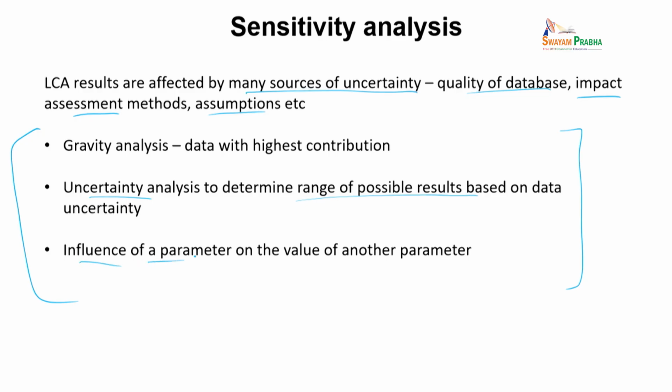Sometimes we actually look at the influence of one parameter on the value of another parameter. So what that means is, let's say you have a choice of what is the source of energy that you want to use, and that can actually give different end of life options. So one parameter can influence or cause change in another parameter. So you can look at this dependence or correlation between one parameter and another parameter.